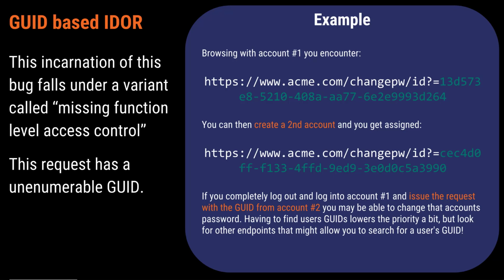So we can then, as a user, create a second account and do the same workflow in that account. And now we get assigned a different GUID. Now, if we completely log out of the account and then log back into account 1, we can issue requests with the GUID from account 2 in all those same functions. You may be able to change that account's password or do anything else on the site. Now, having to find another user's GUID, because they're long in this case, lowers the priority a bit. But usually in applications like this, there are other endpoints that might leak GUIDs of other users.